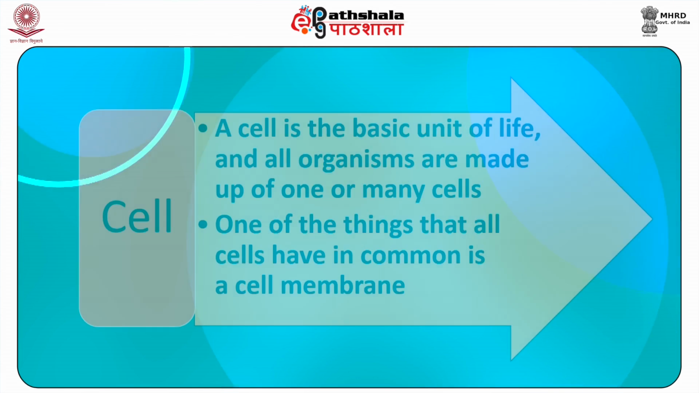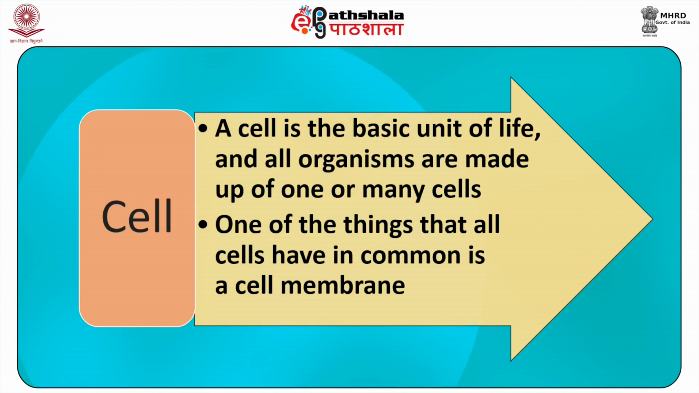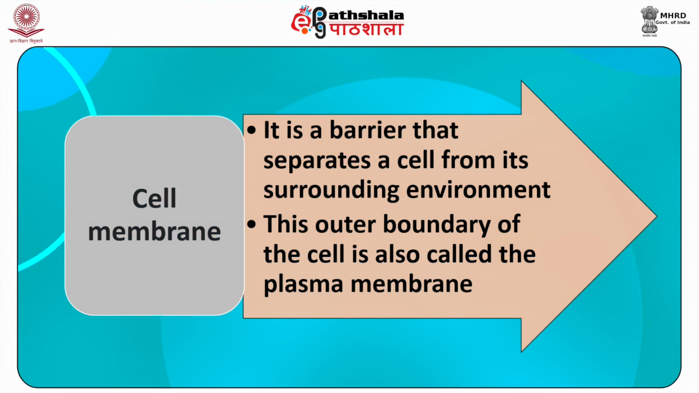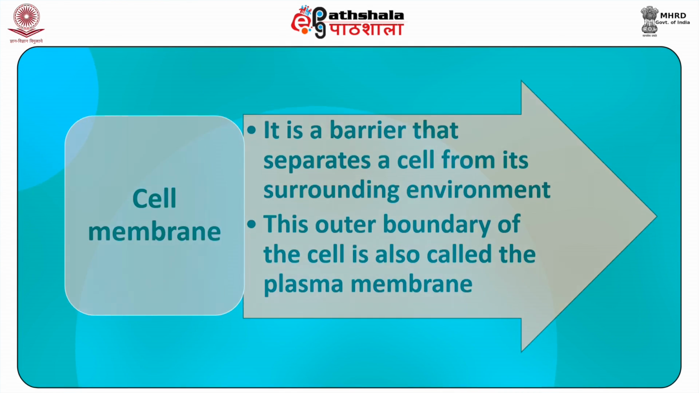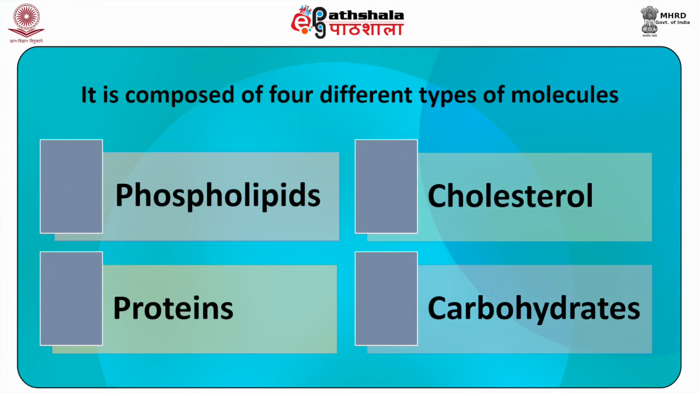Introduction. A cell is the basic unit of life, and all organisms are made up of one or many cells. One of the things that all cells have in common is a cell membrane. It is a barrier that separates a cell from its surrounding environment. This outer boundary of the cell is also called the plasma membrane. It is composed of 4 different types of molecules: phospholipids, cholesterol, proteins, carbohydrates.